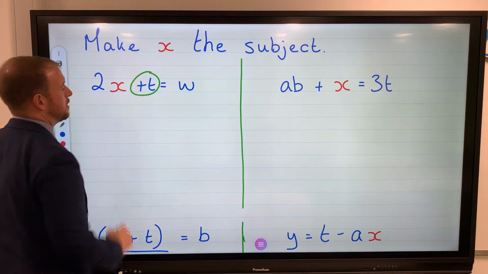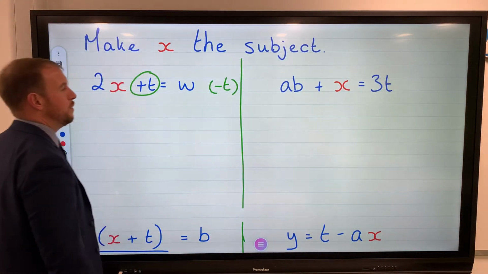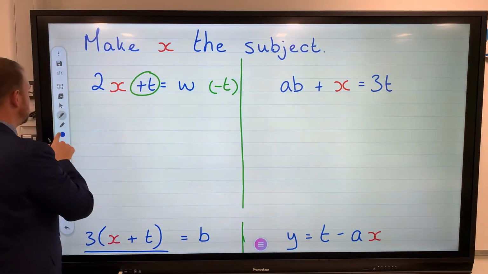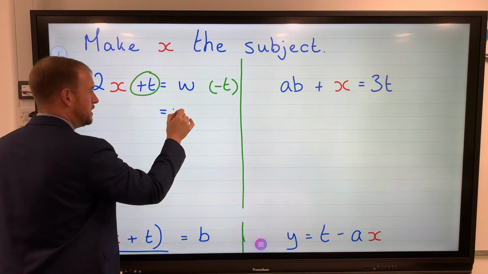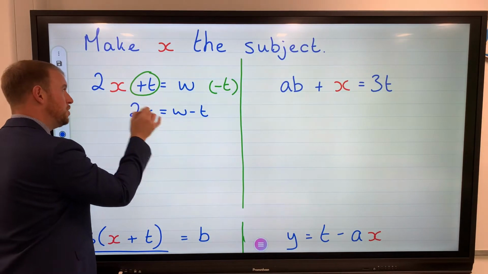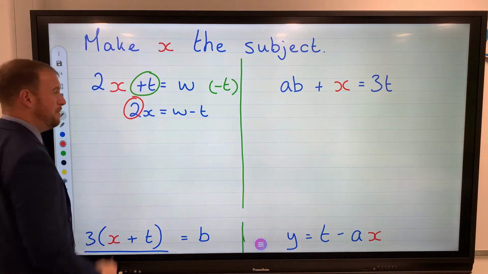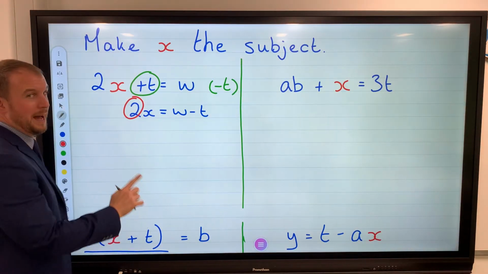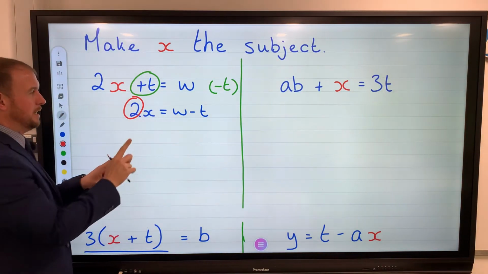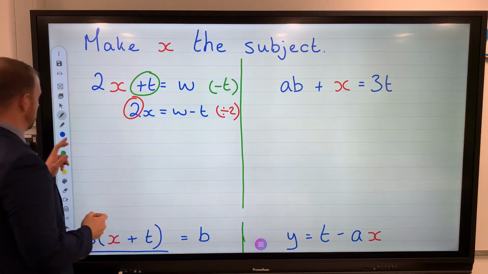So let's start with this plus t. To eliminate plus t, I need to use the inverse, which is to subtract t. You can see plus t inverse is a negative t. So on this side, I have w take away t. On this side, we have 2x, because I haven't changed that yet. I now would like to eliminate this 2. Well, 2x means x times 2, or 2 times x. So to eliminate that, use the inverse, which will be to divide by 2.